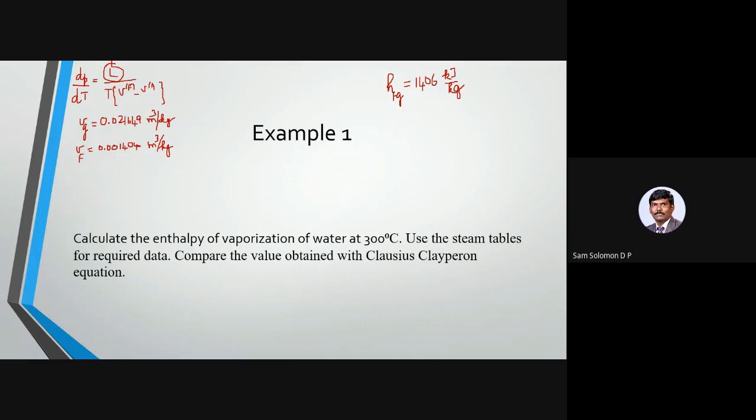Now in this equation we have to find out L. We know the value of P, we know the value of Vg minus Vf that is given to us here from the steam tables. What is this dP by dT? That is something which you should take from the steam tables. To keep things simple, what is given to us is 300. So let's say T1 equal to 295, and let's say T2 is equal to 305.